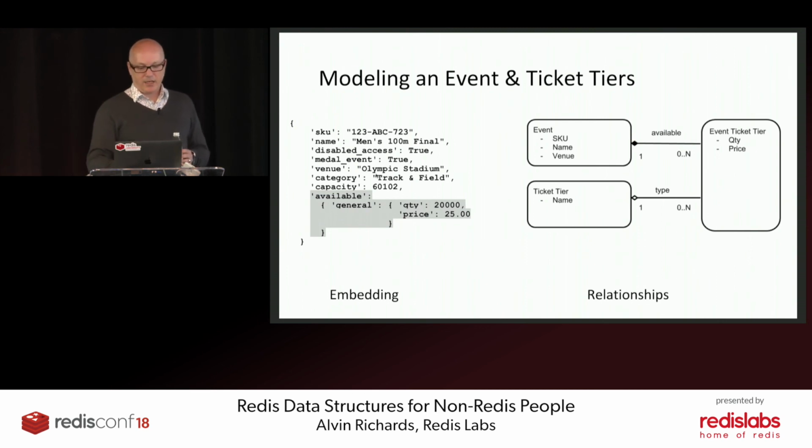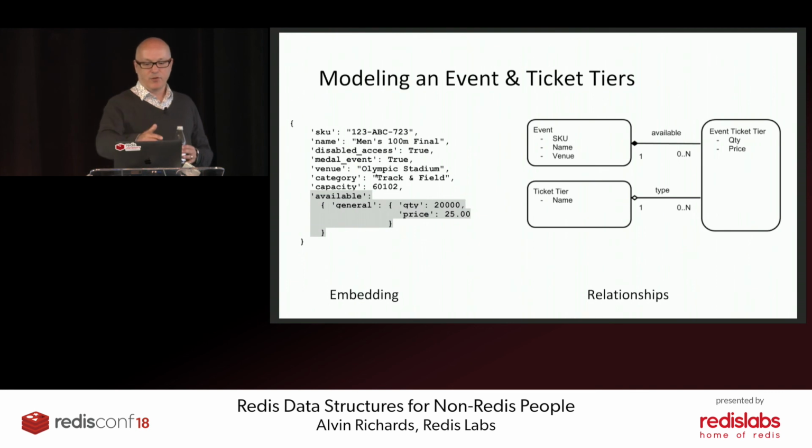So in JSON, you would probably do this through a technique called embedding, whereby you can see the first level attributes, and then we have this element called available, and inside that document, we've got another document that describes the general tickets, and then within that, there's another document that describes quantity and price.